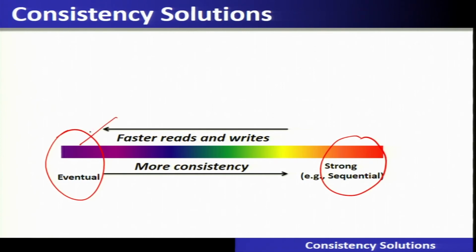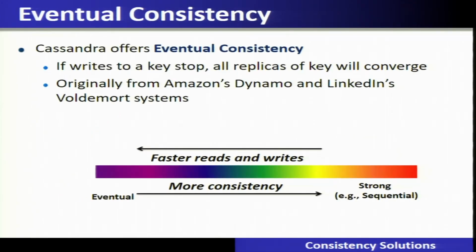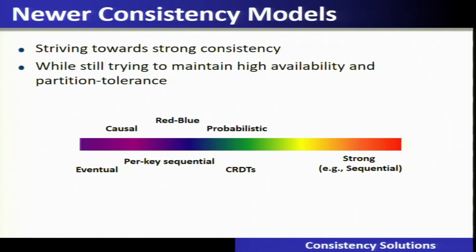Consistency on one side is strong consistency, and on the other side is eventual consistency. If it is closer to eventual consistency, then reads and writes are faster. If it is towards strong consistency, then reads and writes are slower, but it will support strong consistency. So it is a spectrum of different consistency models between eventual and strong. Cassandra offers eventual consistency: if the writes to a key stop, all replicas will converge. This originally comes from Amazon's Dynamo, and LinkedIn's Voldemort system supports it. Now, let us see the other consistency models which are now available or evolving.